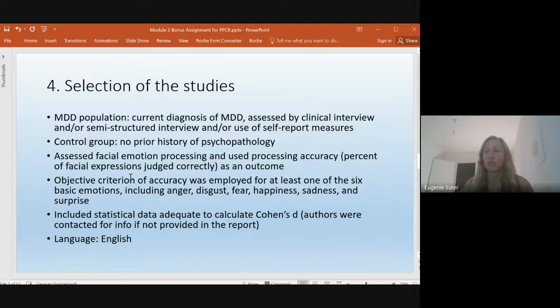They had to include statistical data that were adequate for the authors to then calculate Cohen's D. And the authors did make an attempt to contact the original paper authors to request additional information if that information was not provided in an otherwise adequate report. In addition, all studies had to be published in English, and of course, this does introduce a bias of its own, quite possibly, in that many authors might actually be excluded by this requirement.